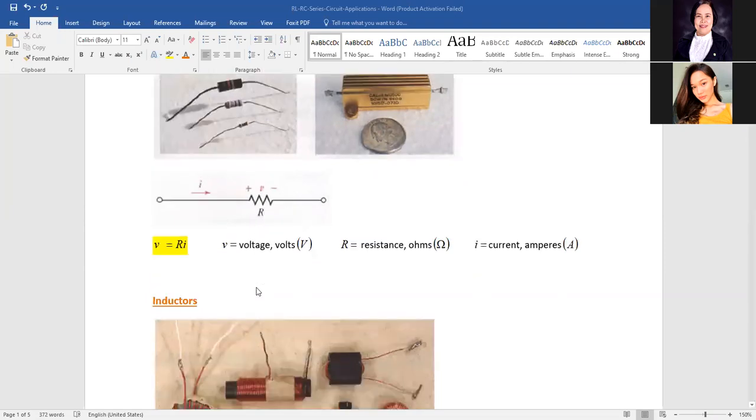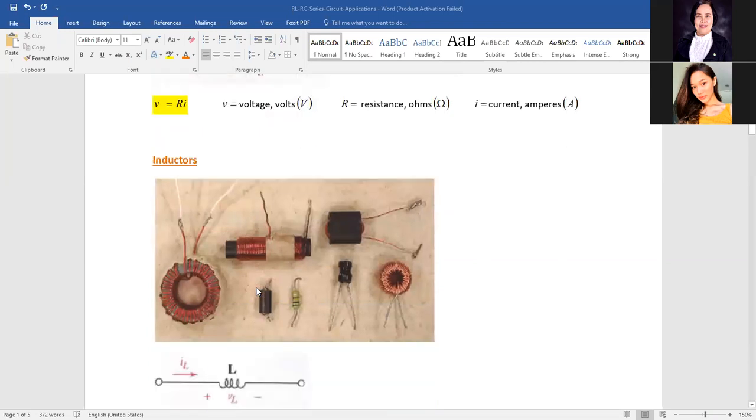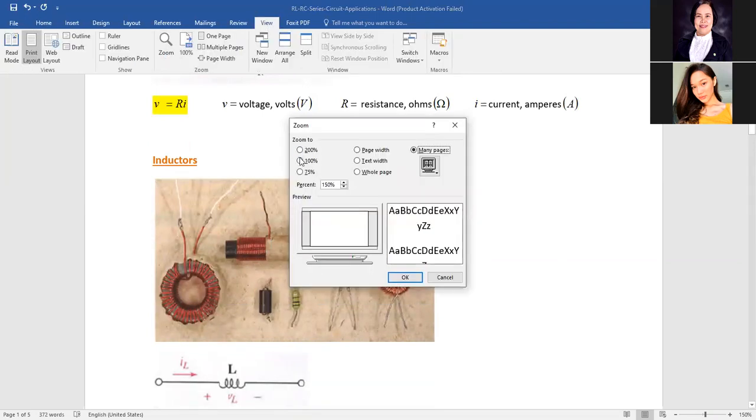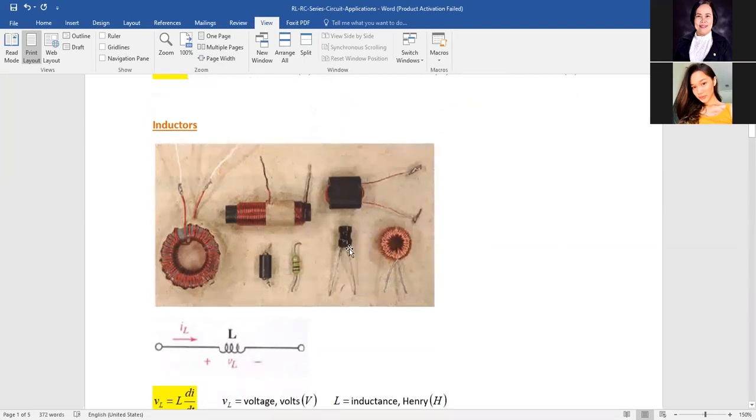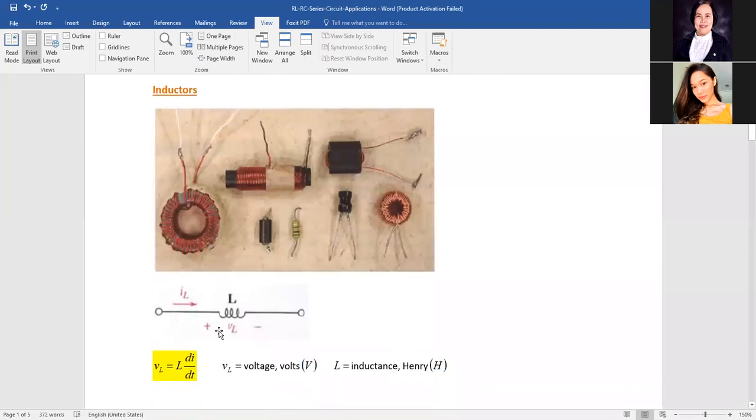Now, the circuit element next that we're going to discuss is the inductor. These are inductors, samples of inductors. And in your circuits, you get to see this particular symbol representing the inductor. The voltage drop across this element is represented by V with the subscript L, and the current passing through it is I with the subscript L again.